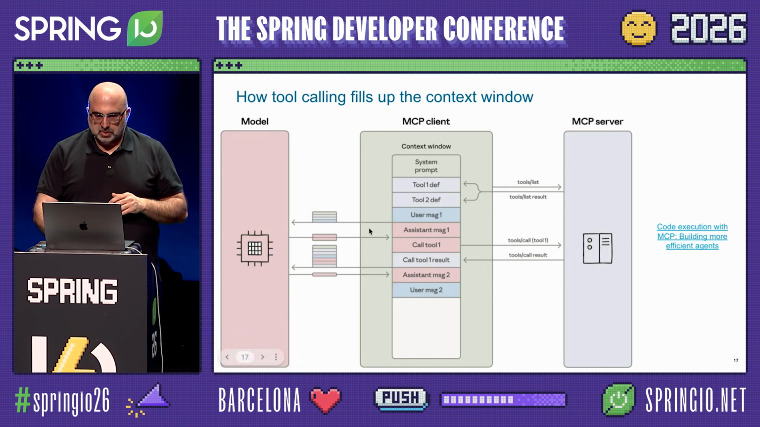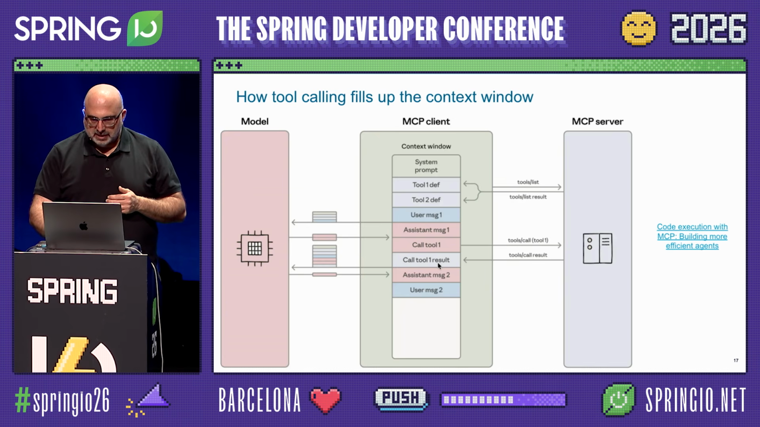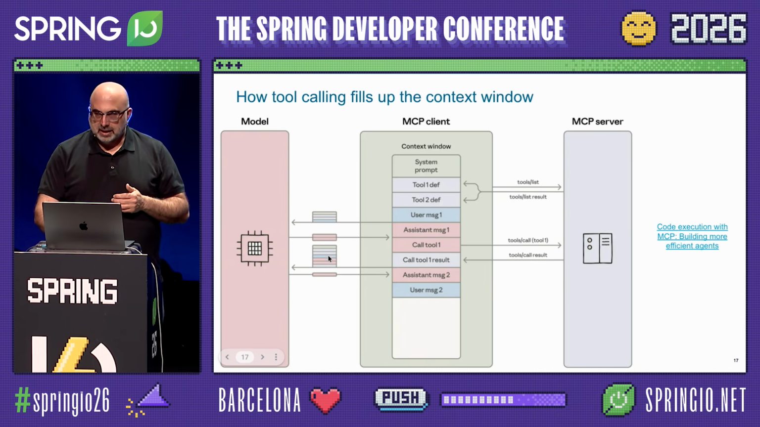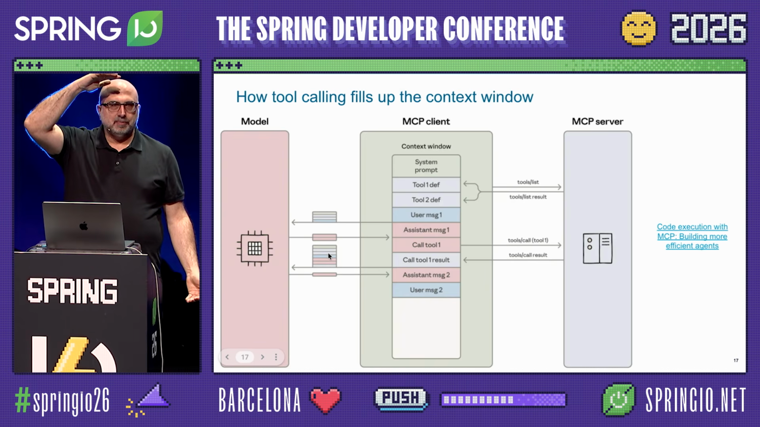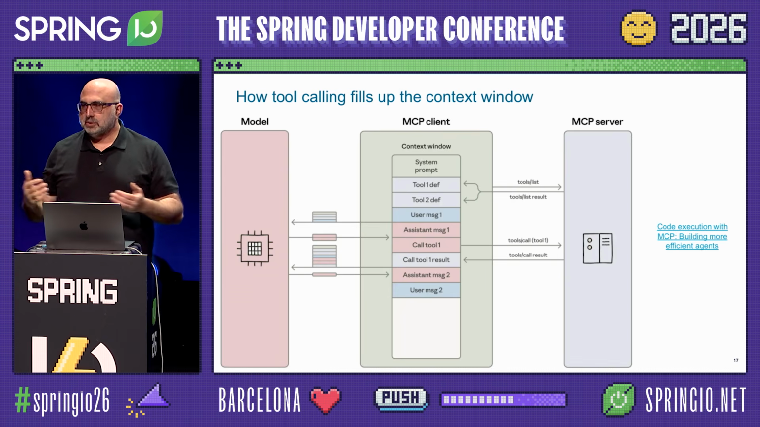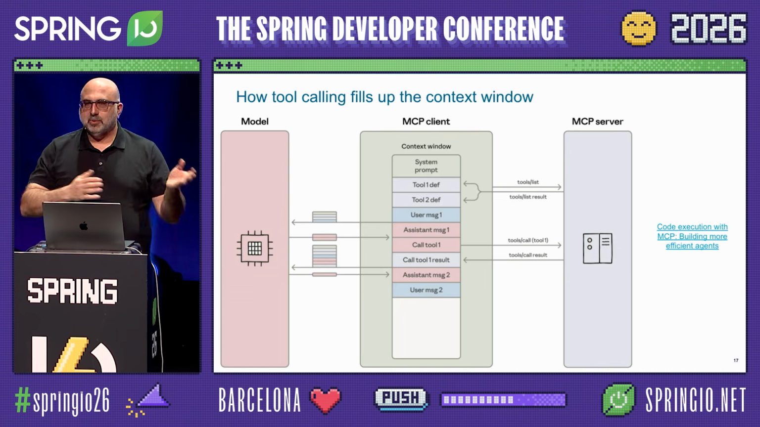Now, the model is going to respond. And now the model says, please call tool 1. So the MCP client turns around, calls tool 1, and gets back tool 1 result. Now, what do we need to do? It's an agentic loop. We need to take everything up here and send it back to the model. So you can kind of see how our context window is growing with each request. And if your tool happens to return a lot of data, well, too bad for you. You're going to consume more of your context window.